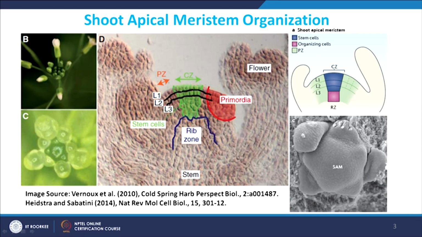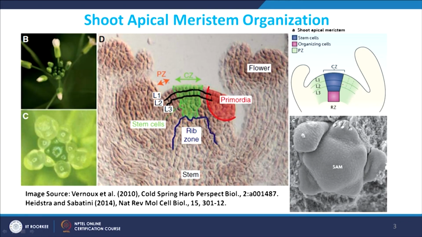Another important thing, the shoot apical meristem also has different layers. You can have the first layer, which is called L1, then the second layer below the L1 is called L2, and then the layer beneath it is called the L3 layer. So, this is the organization of the shoot apical meristem, and this is again the schematic view.